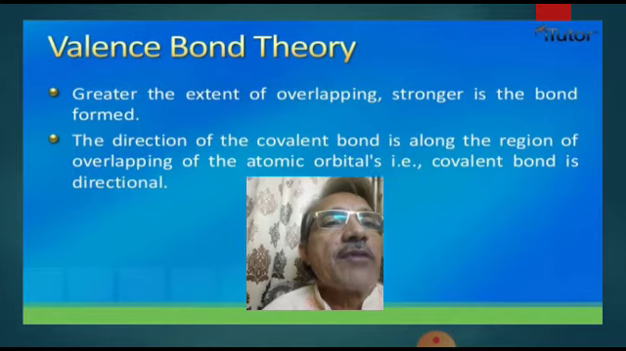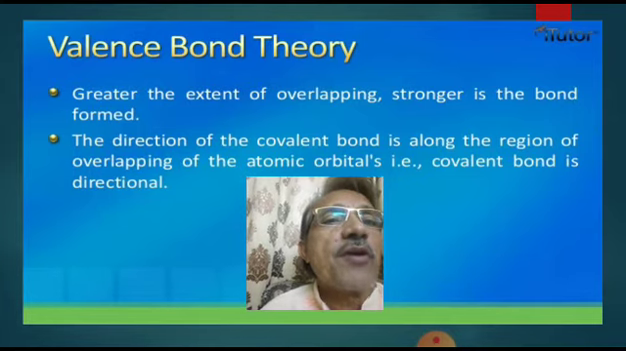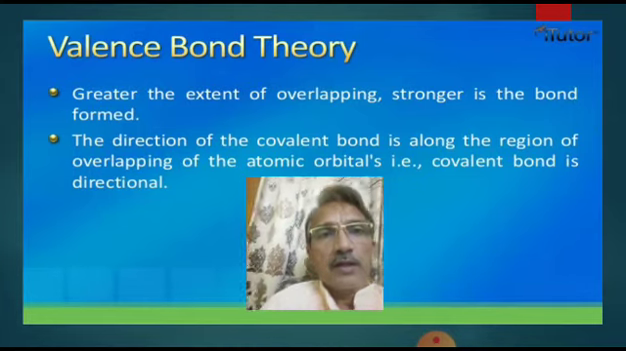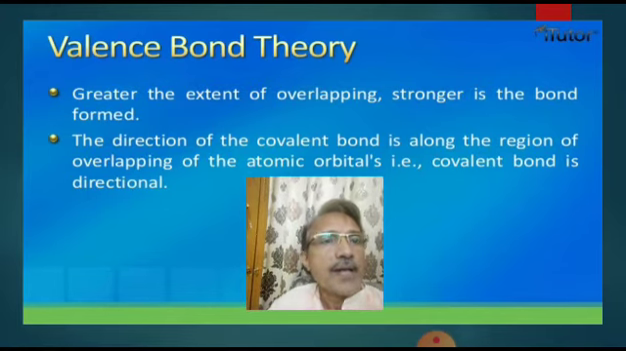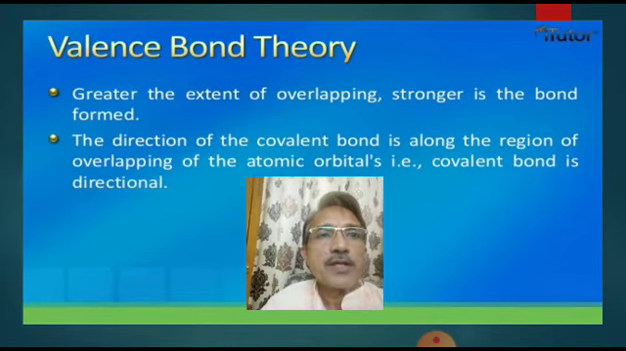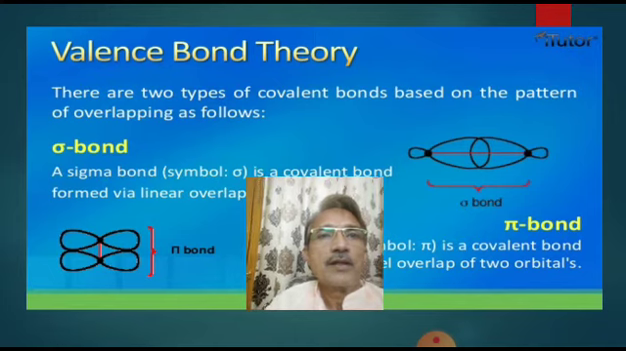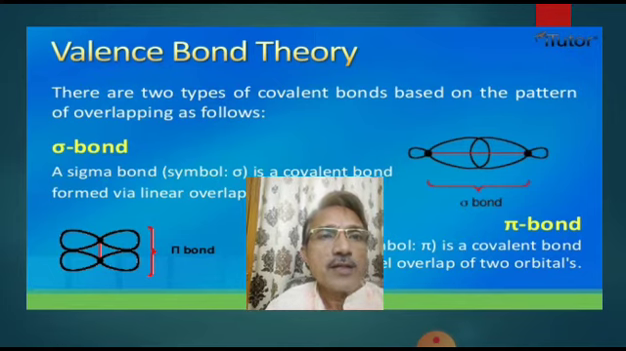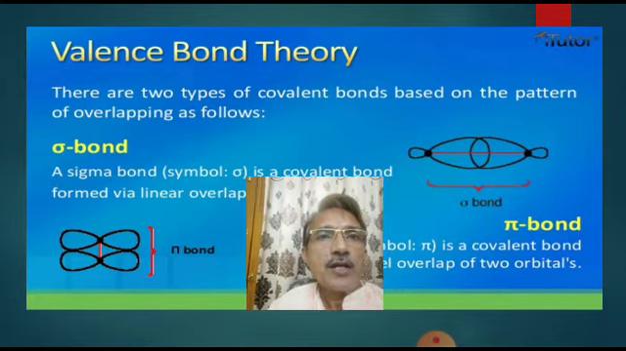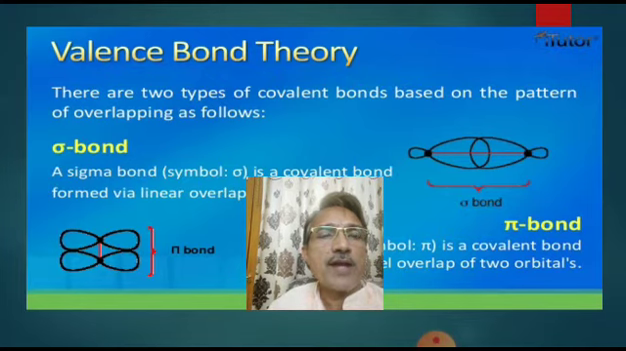Greater the extent of overlapping, stronger is the bond formed. The direction of the covalent bond is along the region of overlapping of the atomic orbitals. That is, covalent bond is directional. Valence bond theory explains the formation of sigma and pi bond. There are two types of covalent bonds based on the pattern of overlapping as follows.